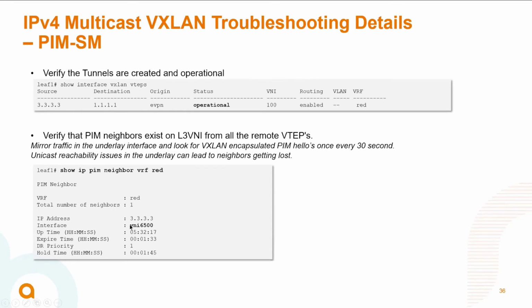Notice here the VNI, this is the interface on which the neighbors are learned. If there are 222 and 333, you will see both the neighbors learned on this particular VTEP L3 VNI.